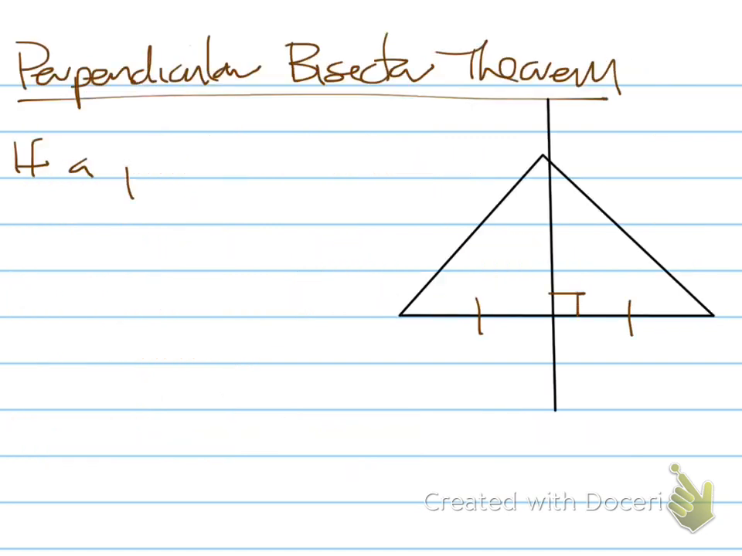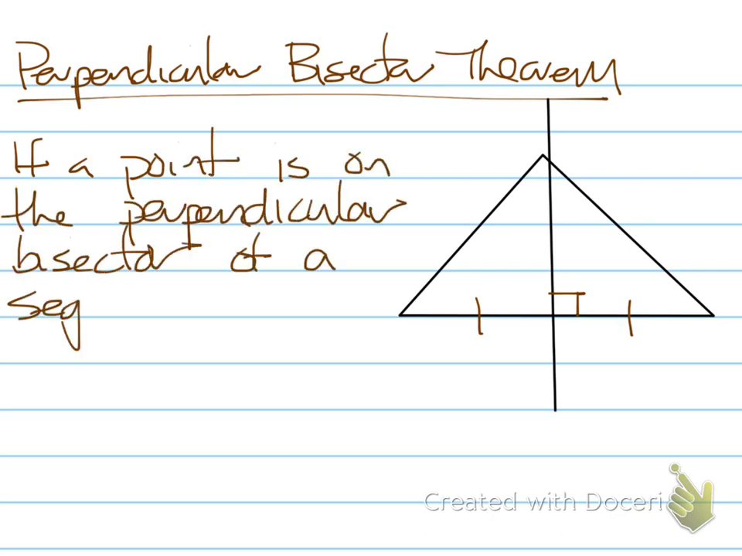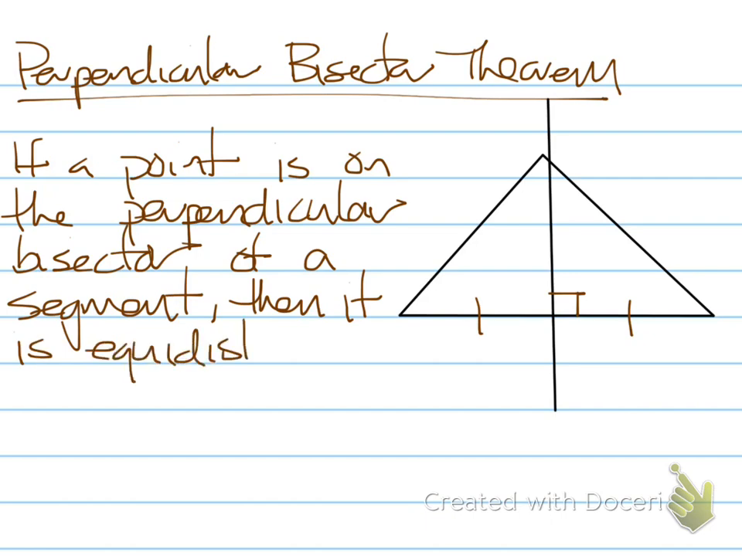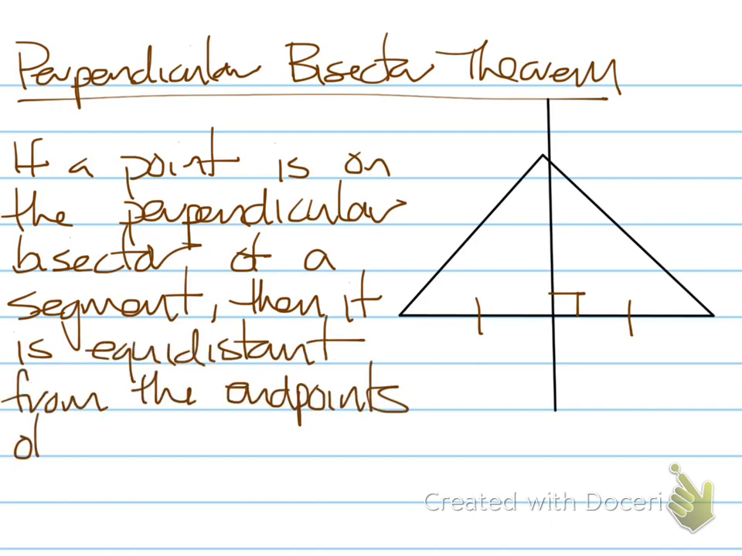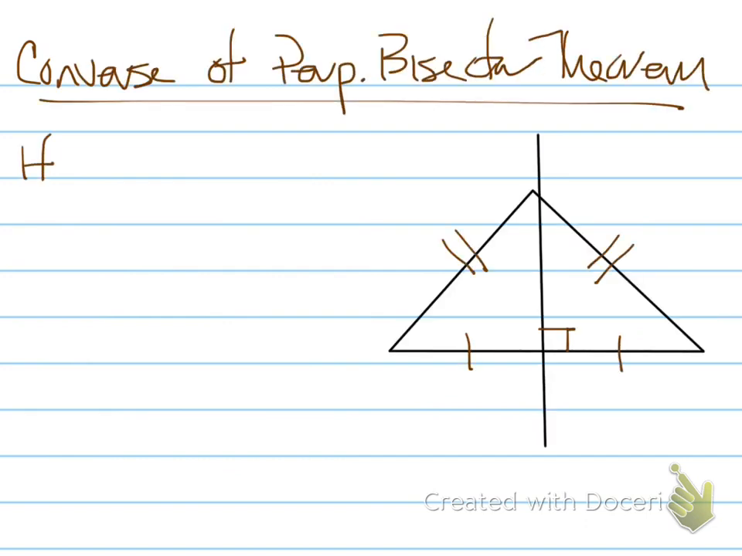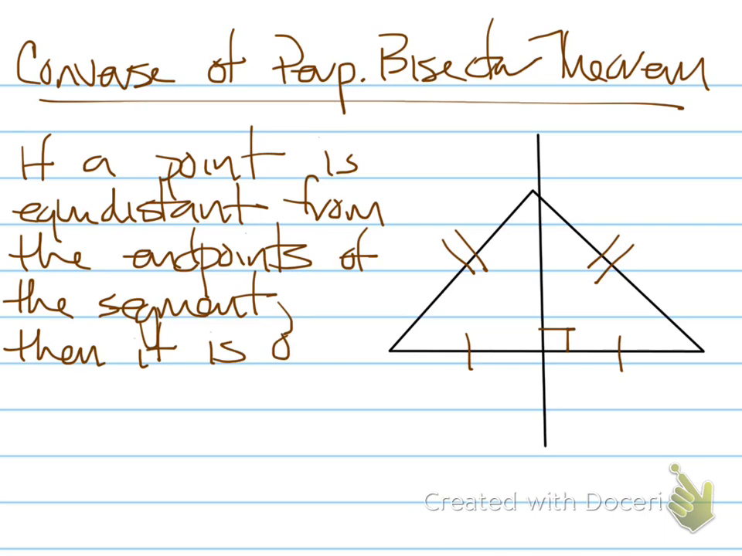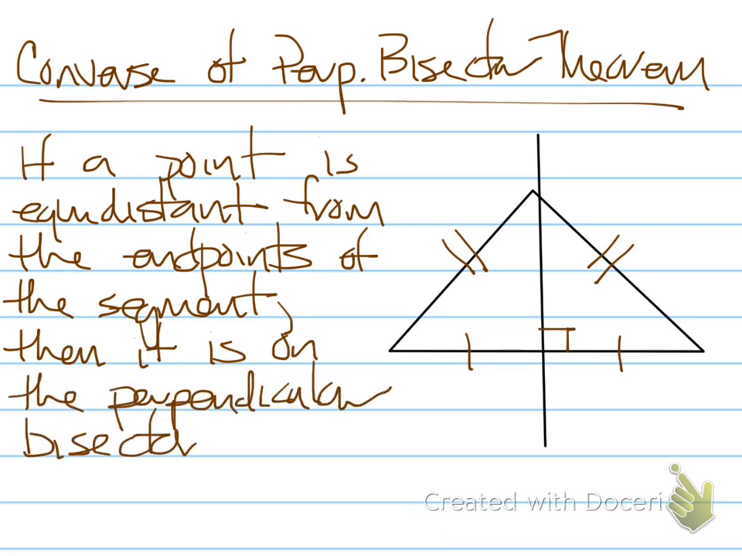The perpendicular bisector theorem says that if a point is on the perpendicular bisector of a segment, then it is equidistant from the endpoints of that segment. The converse of that theorem says that if a point is equidistant from the endpoints of a segment, then that point is on the perpendicular bisector.